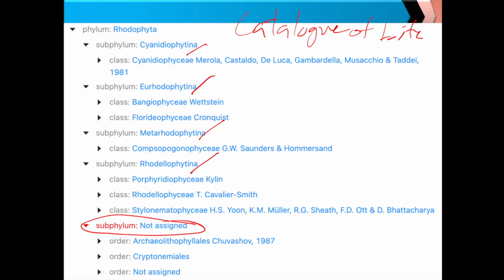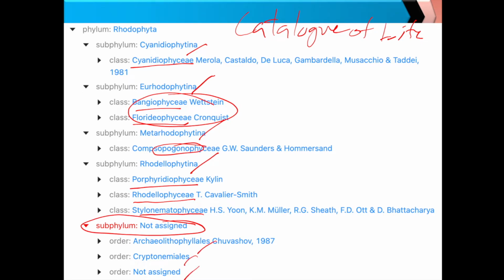So the distinct lineages that we mentioned earlier are still there, your Cyanidiophyceae, your Bangiophyceae, Florideophyceae, that again clustered together. So they are the divergent ones, the earlier divergent ones that we mentioned. And your Compsopogonophyceae is also here, and it's a monophyletic clade, where we have your Porphyridiophyceae right here, together with your Rhodellophyceae and Stylonematophyceae right here, plus other ones that are still unranked up to this date.